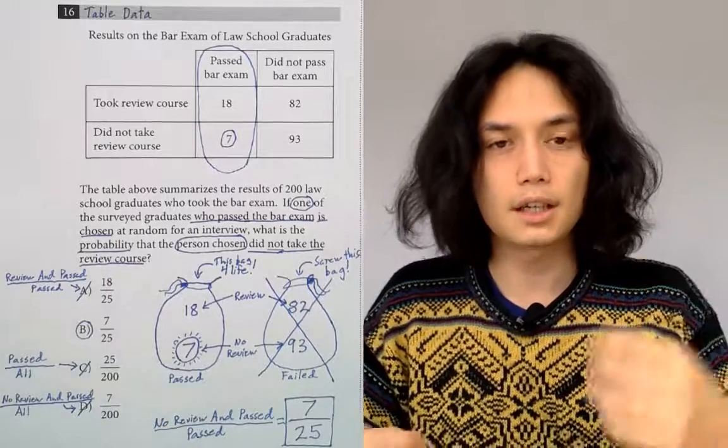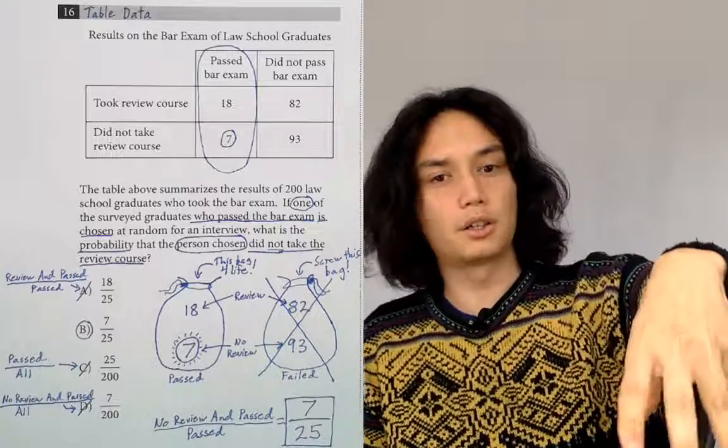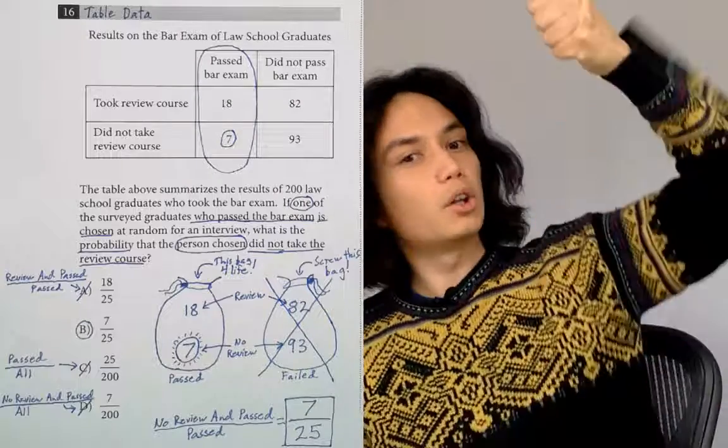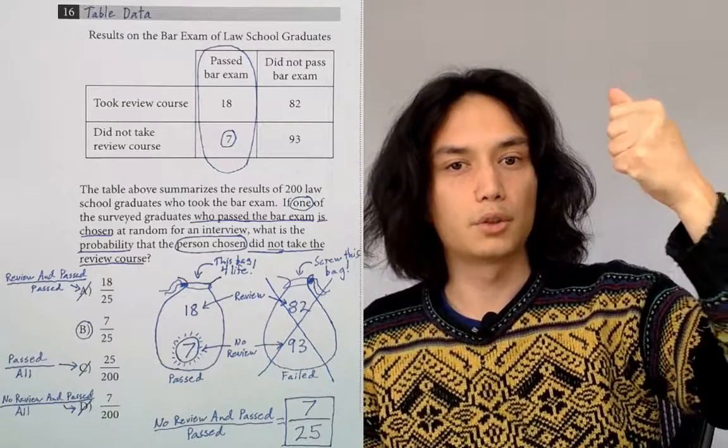Which is all just to say, if you reach into the bag of people who passed the bar exam, there's 25 people in there. 7 of those are people who didn't take the review course. Jumble them around, pull it out. Chances are 7 in 25, you're going to grab one of the people who didn't take the review course.